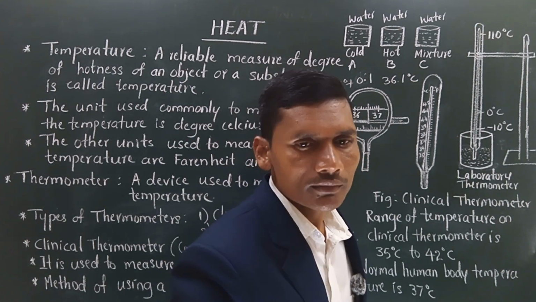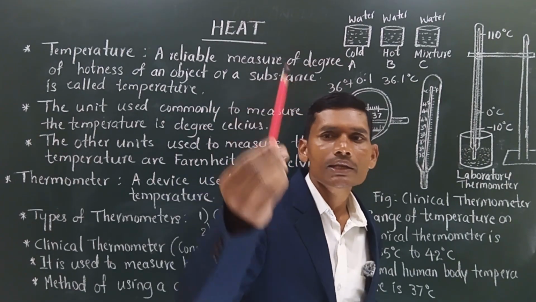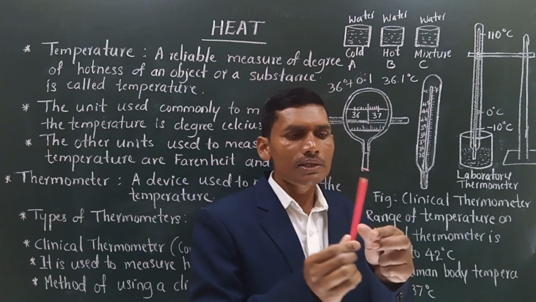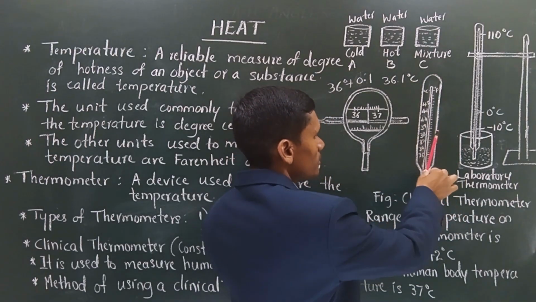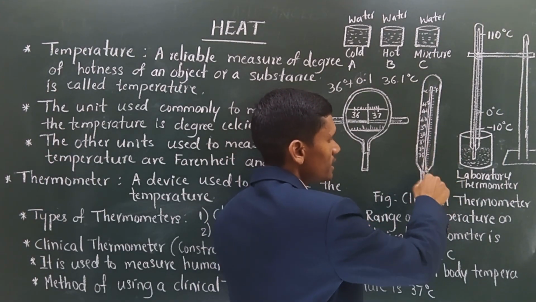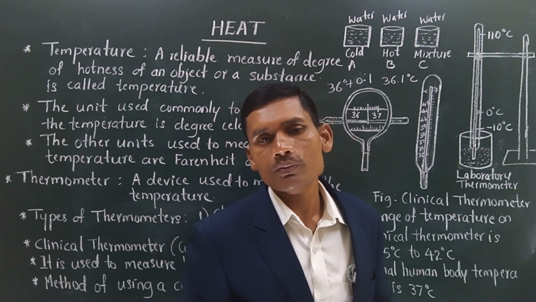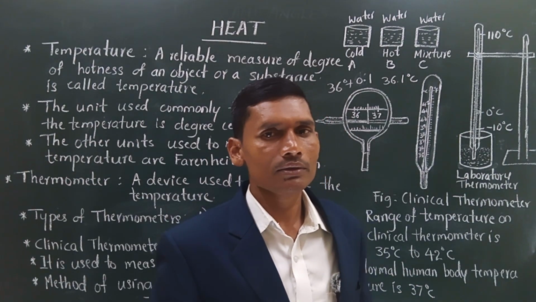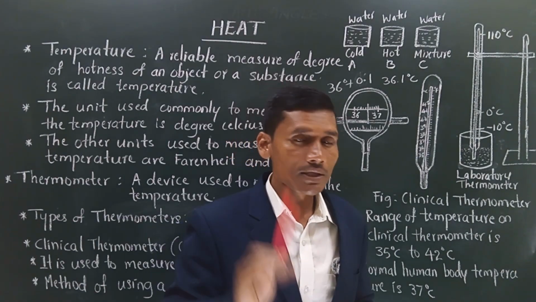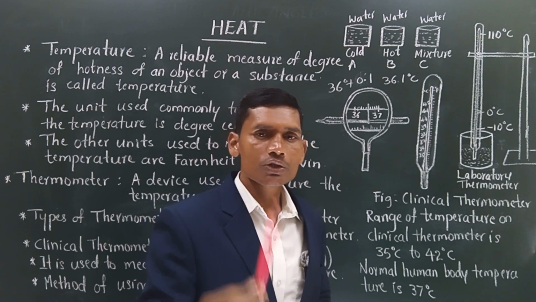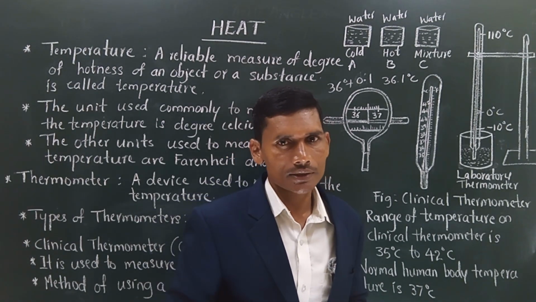While giving the jerks, we should not hit it against a hard surface, because the bulb of this clinical thermometer contains mercury. That mercury is very poisonous and it is difficult to dispose of in case it breaks. We should not throw that mercury here and there, it is highly poisonous. So we have to take care that it does not break while giving the jerks.